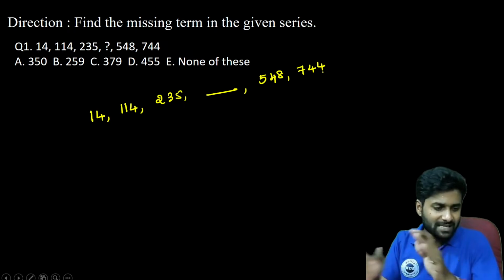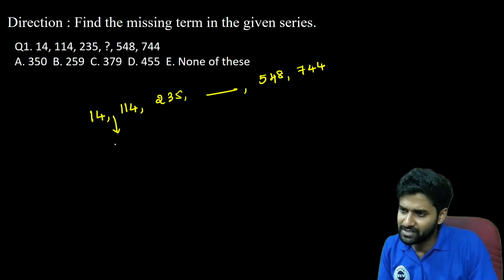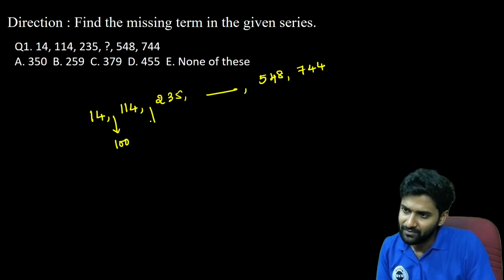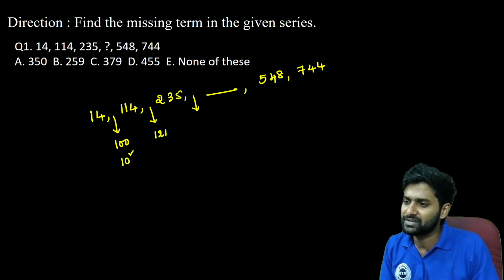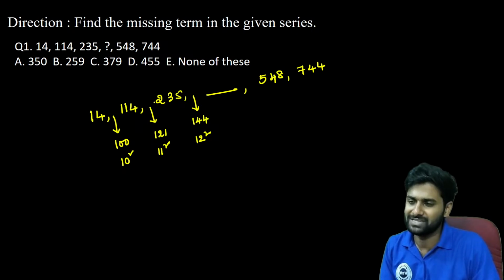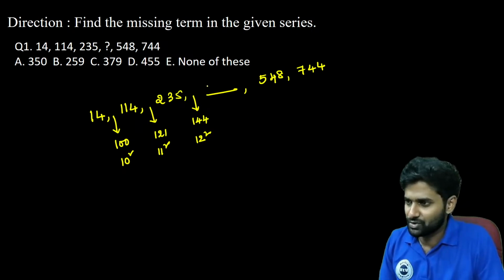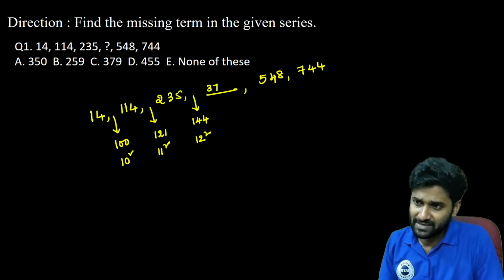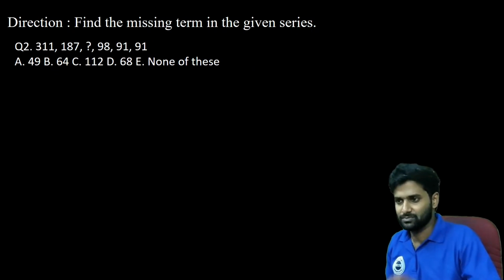Guys, if numbers are nearer to one another, just simply find the difference. If you find the difference, you can see this difference is 100, while the next difference must be 121. Seeing these two differences, you can understand that these are perfect square numbers: 10 square, 11 square, and the next number surely 12 square. 12 square value becomes 144. Just add 144 to 235, and it becomes the result. So the answer is 379, the missing number. Hope it's clear. Let's move to the next question.